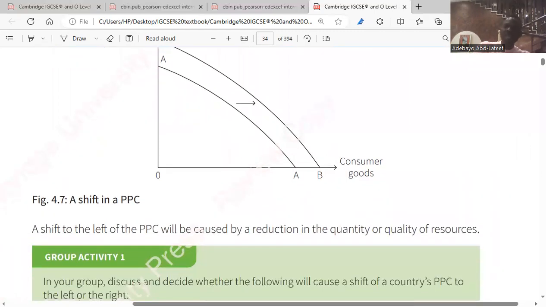So a shift to the left, inward, decreases. That means there's a problem in the economy. It could be lack of availability of resources. It could be increase in taxation. Lack of labor force. Do you get it? So whatever I said are the causes of an outward shift, the opposites are the causes of the inward shift. Is it clear? Is it clear, please? Yes.